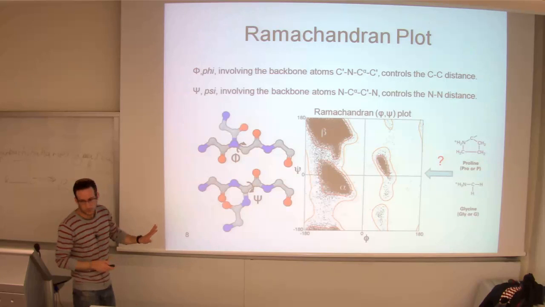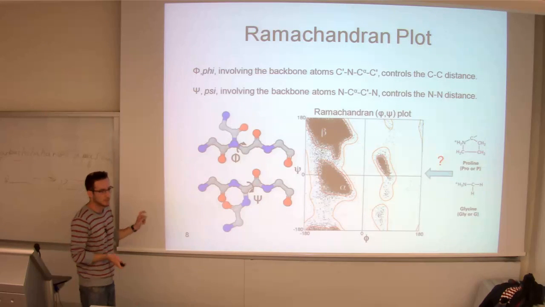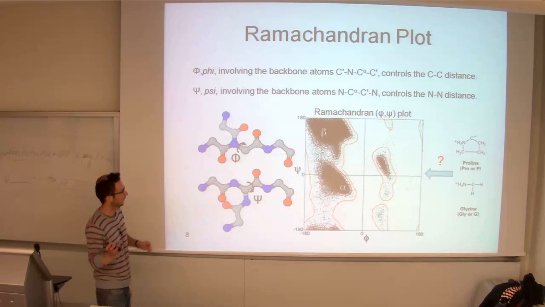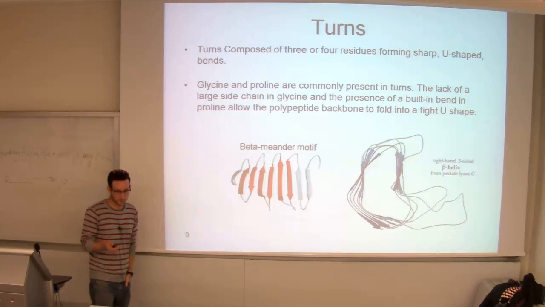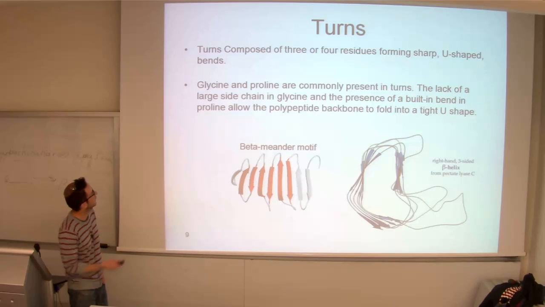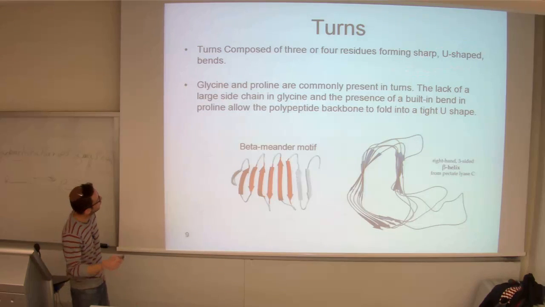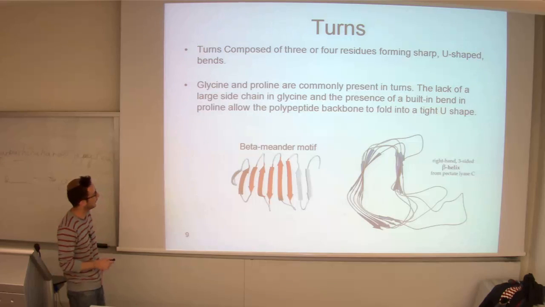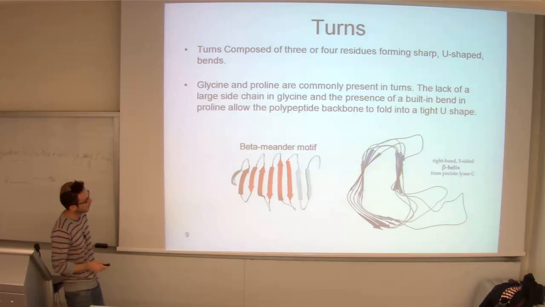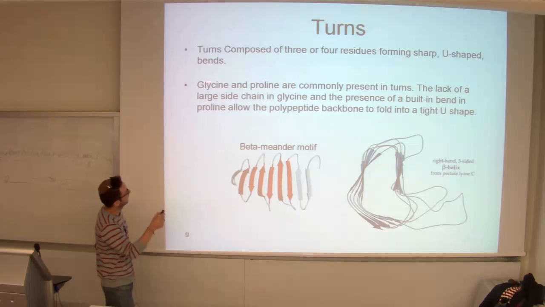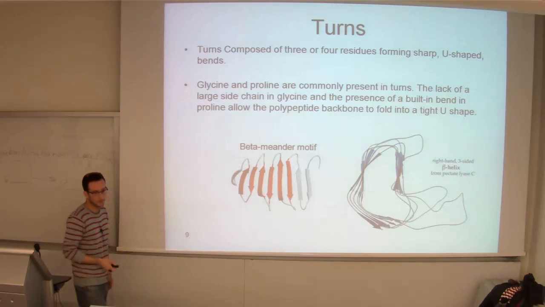Okay, so that's the Ramachandran plot. Questions? Okay. Turns, or U-shaped turns, the third and last secondary structure. These are composed of 3 to 4 residues, which form a sharp U-shaped bend. And speaking about proline and glycine, they are commonly presented in turns.